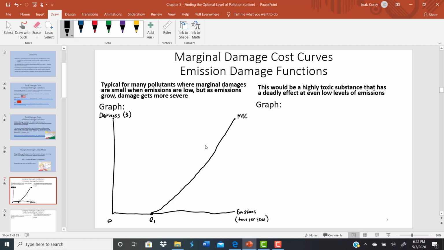Now that damage is going to be low when emissions are low, but that damage is going to grow as those emissions grow with it, right? So again, the more emissions we have, then the more damage you're going to have as a result. So keep that in mind when you're looking at a curve like this, what that means.